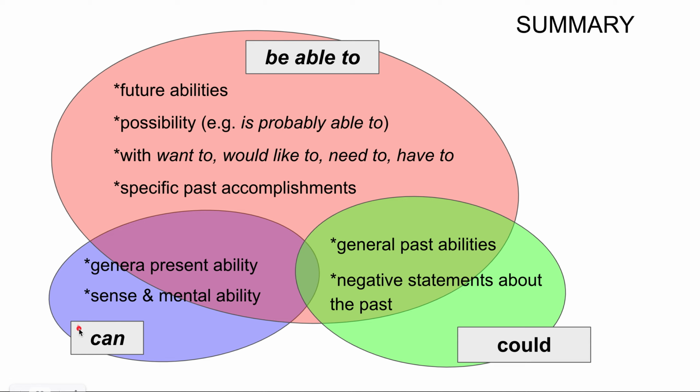Be able to and can be used for general present abilities, and for sense and mental abilities. We can use be able to and could to talk about general past abilities or make negative statements about the past.